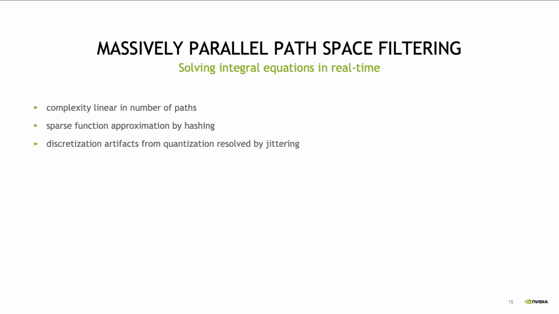To conclude, let's recap what we've seen in the last few minutes. The method I presented solves integral equations faster by using an efficient filtering method for variance reduction. The complexity of this method is linear in the number of paths instead of quadratic, employs hashing for sparse function approximation, and hides discretization artifacts by jittering. It can be used for much more than just for light transport simulation. For example, we also successfully accelerated reinforcement learning with it, and we would be very curious about other applications that you may come up with.